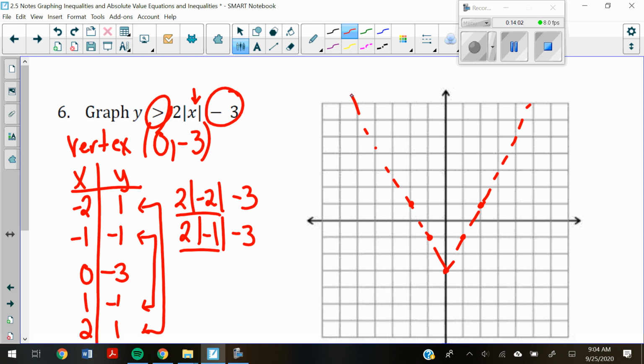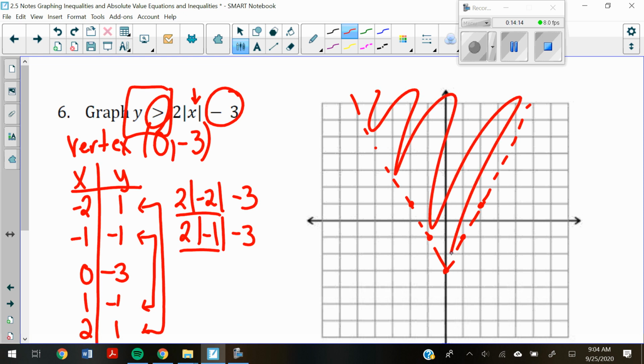Now, instead of saying above or below, we're doing inside or outside. I can see that my y is on that side, so I'm going to shade inside here. So absolute value inequalities are not much different than graphing an absolute value equation or a plain old inequality.